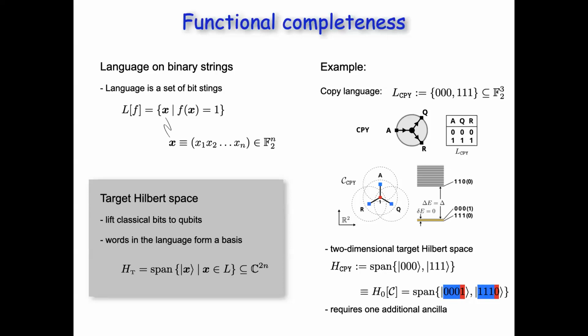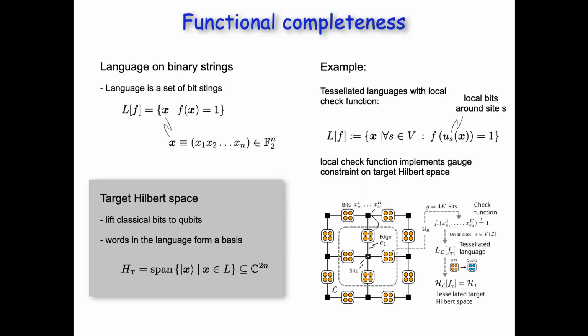The other possibility is that the center site is empty, and therefore it's preferred to excite all the blue atoms into the Rydberg state. And that is the state 1, 1. So we can immediately see that the ground state is completely degenerate in this picture and implements this copy language. An important message is that in general, we need additional ancillas to implement any arbitrary language. And for this simple example, we needed 1 ancilla added to the system.